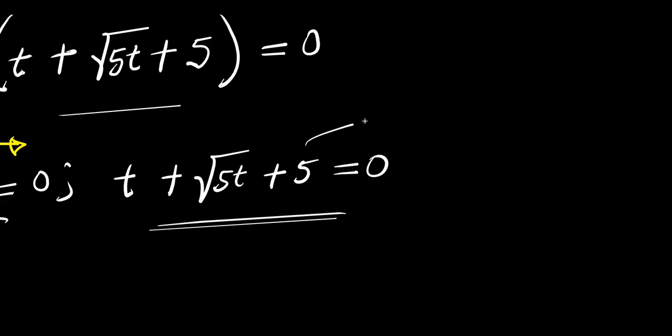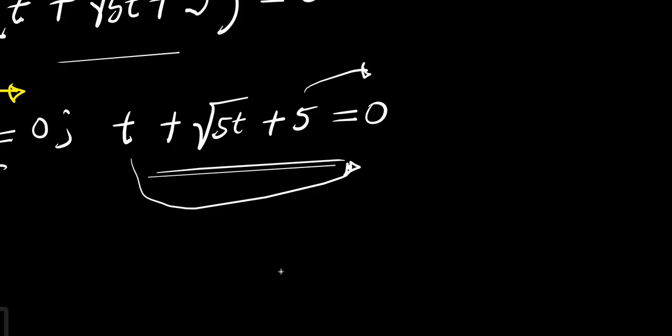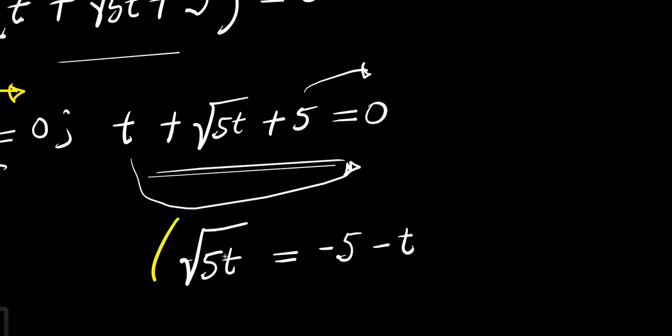So, we move 5 over here, we move t over here. That means I will simply have square root of 5t equals negative 5 minus t. So what I'm going to do again will be to take the squares in order to eliminate the square root. So I take the squares of both sides of this equation, this eliminates this.